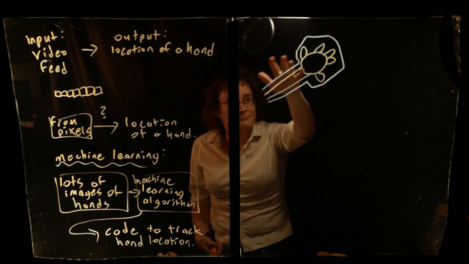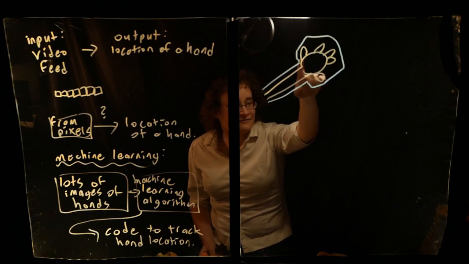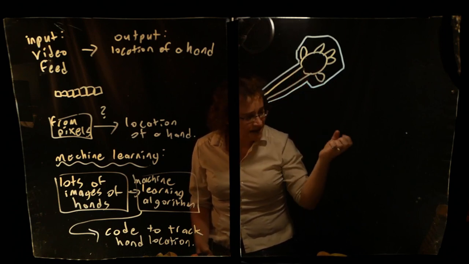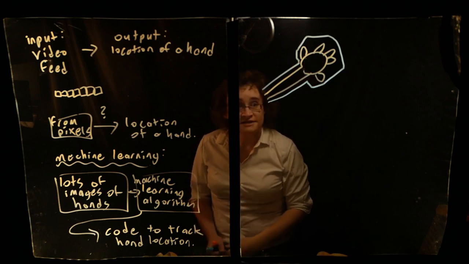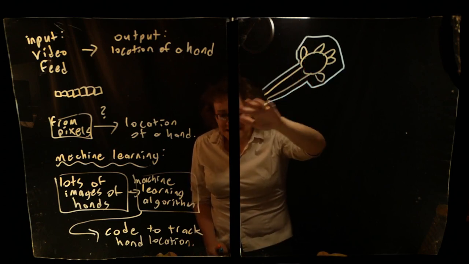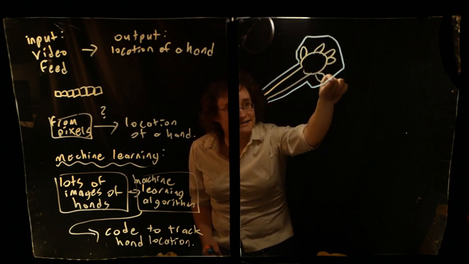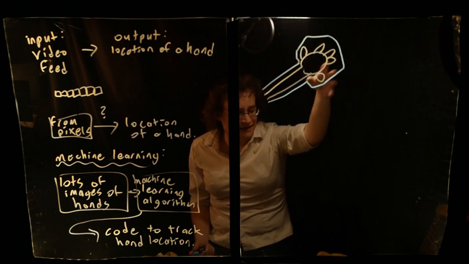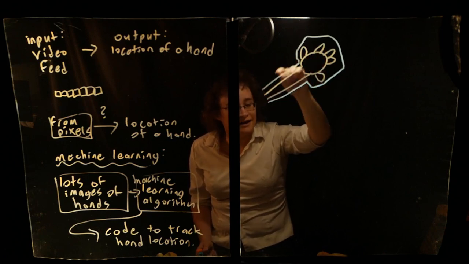We want to know the outer bounds of it, because we don't need to track every little thumbnail and every little crease and fold and every joint. We just need to know what the outline of the hand is. So we'll feed it a bunch of data on images of hands and outlines defined by a set of points that define a line. We will define the outer outline of a hand.